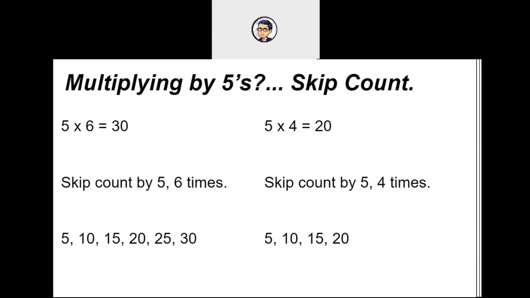If I look at my second example, 5 times 4 equals 20, I can see if I skip count by 5 4 times, I get to 20. 5, 10, 15, 20. So that is a little rule that I use when I'm multiplying by 5s. I think to myself, I'm going to skip count.